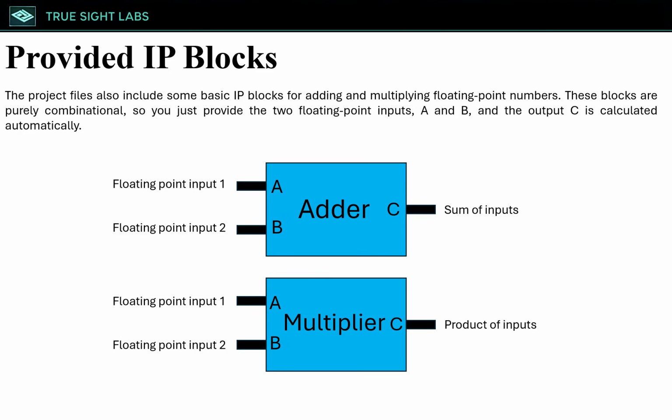The project files also include some basic IP blocks for adding and multiplying floating point numbers. These blocks are purely combinational, so you just provide the two floating point inputs A and B, and the output C is calculated automatically.